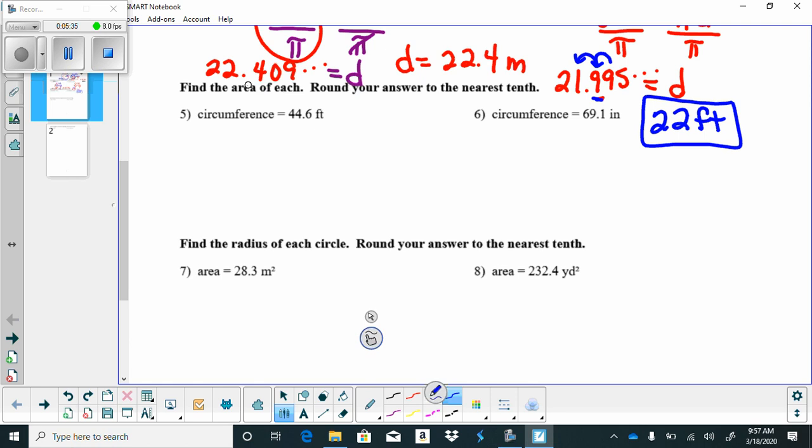Find the area of each, round to the nearest tenth. Okay, this is really hard. Think about it. If we're finding the area, write your area formula down. What's the area formula? A equals pi r squared. Well, for us to find the area, we need to know the radius. So think about how you would find the radius. They gave us a circumference. Could you find the radius?